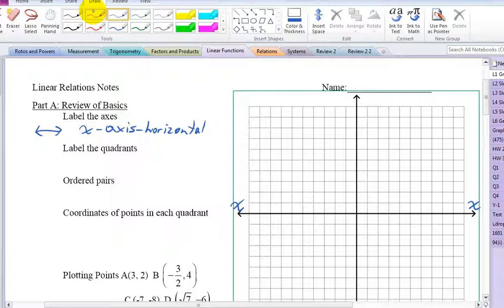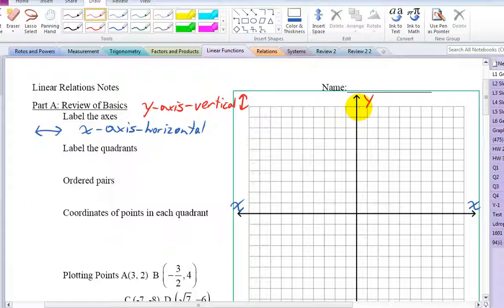It doesn't really matter. We also have a y-axis. The y-axis goes vertical, and for those that don't know, that is up and down. So we have a y-axis. It's kind of like two number lines over top of each other. Should all be a review of last year.